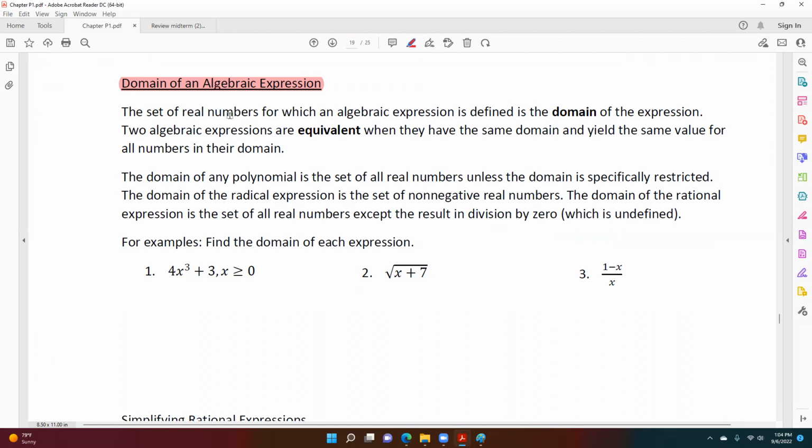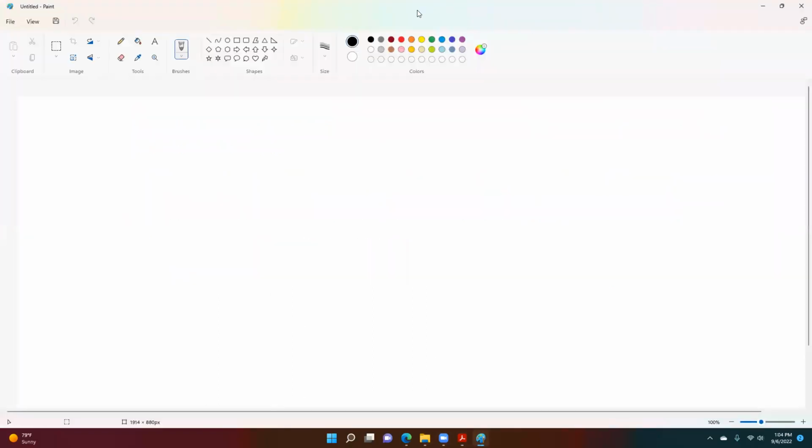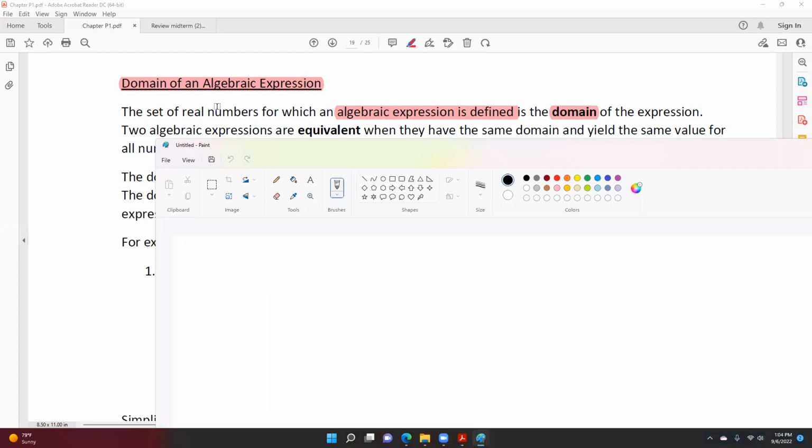The set of real numbers for which an algebraic expression is defined is called the domain of the expression. Two algebraic expressions are equivalent when they have the same domain and yield the same value for all numbers in that domain. A domain is where you tell me what numbers, if you plug them into this algebraic expression, will make it defined. Defined in this case means you get an output, you get a value.